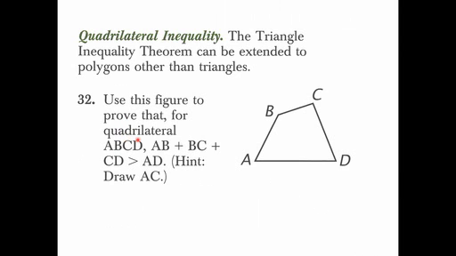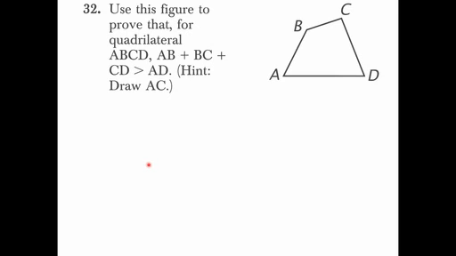Sticky credit opportunity here for the triangle inequality theorem with something beyond a triangle. Here we've got a quadrilateral, and you're trying to prove AB plus BC plus CD has to be greater than that fourth side, with a hint. Okay, there it is.